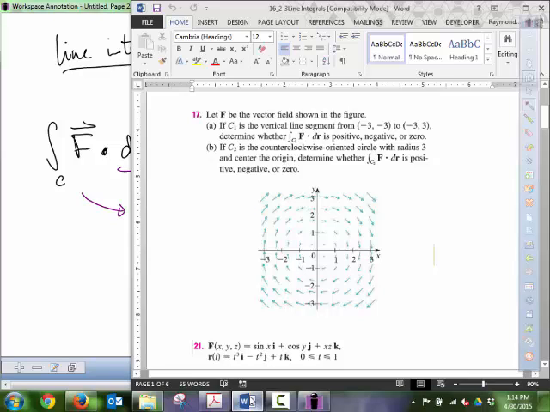You have a couple of questions in your homework where they ask you if something's positive or negative just by looking at the vector field. So let's do one of those types of questions here, and then we'll do one more computation question before we move on.